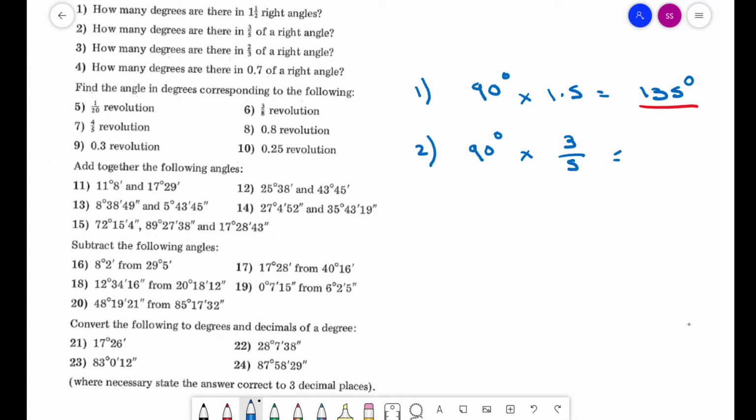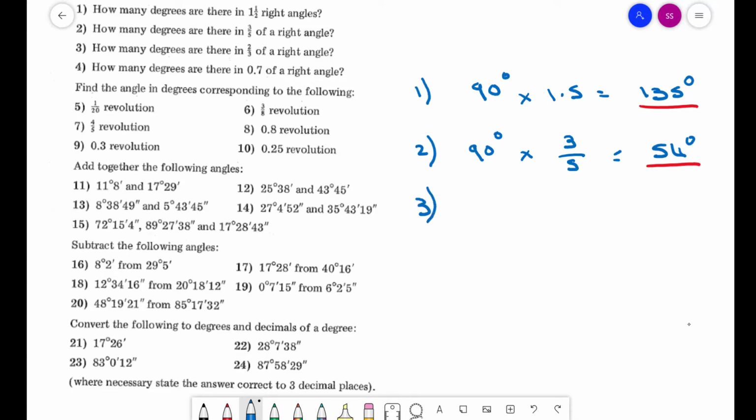Now on your calculator, we're going to go 90 multiplied, and I'm now going to enter this as a fraction, which means I'm going to put this in as 3, hit my fraction button, which is the ABC button, and then the 5 equals. And I now get an answer of 54 degrees for number 2. If you don't want to use your fraction button, you can simply go 3 divided by 5, which is 0.6, and then multiply that by 90 to get the same answer.